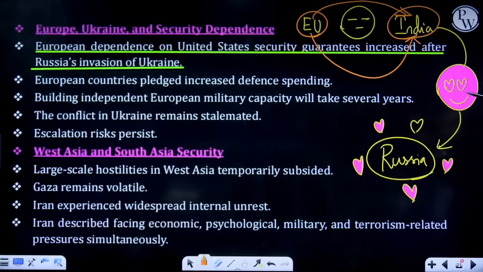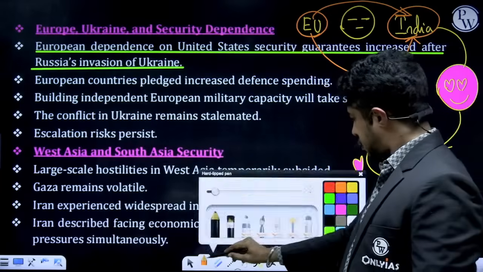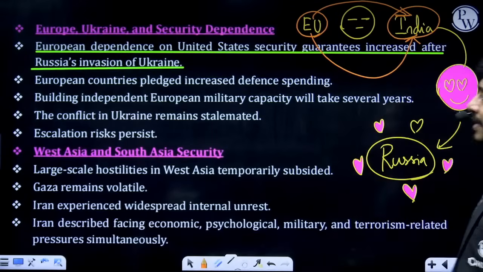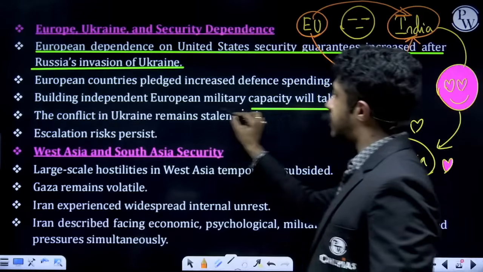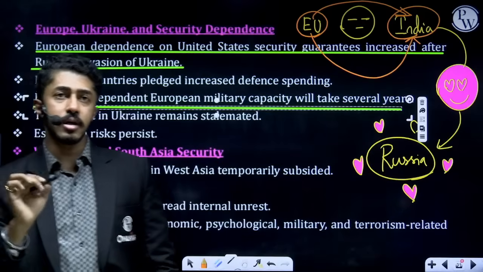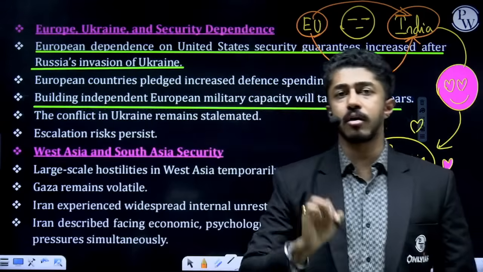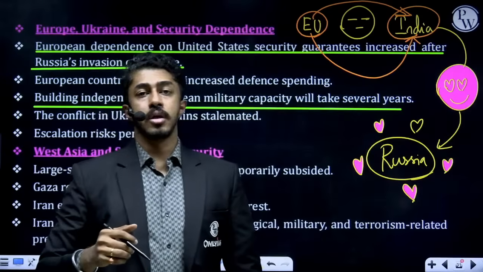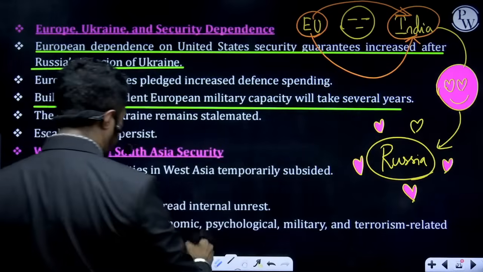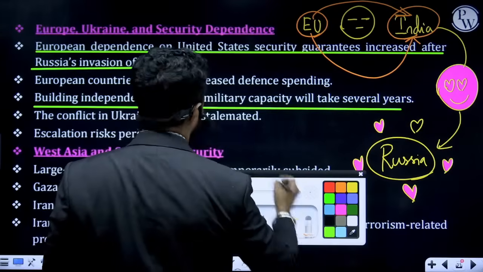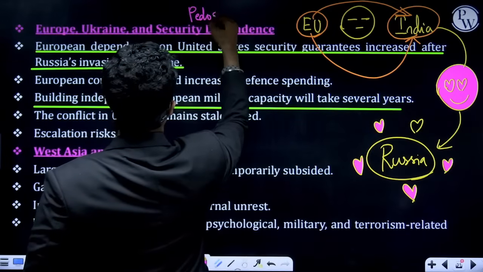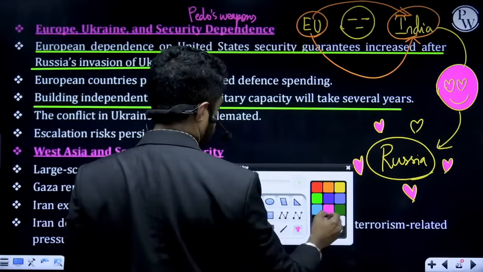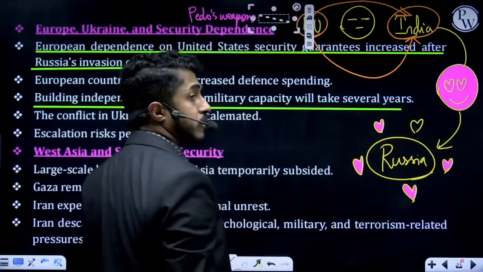European countries pledged increased defense spending. Again, because of this new scenario now. Building independent European military capacity will take several years. Obviously. Because till now they were dependent on whom? They were dependent on USA. And suddenly they realized, hey, Bhagavan, what are we going to do? So, I cannot take weapons anymore from whom? From the pedo. I cannot take pedo's weapons anymore.